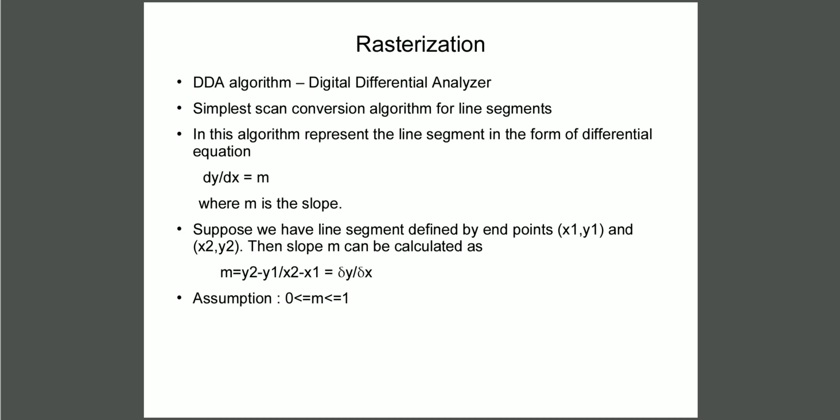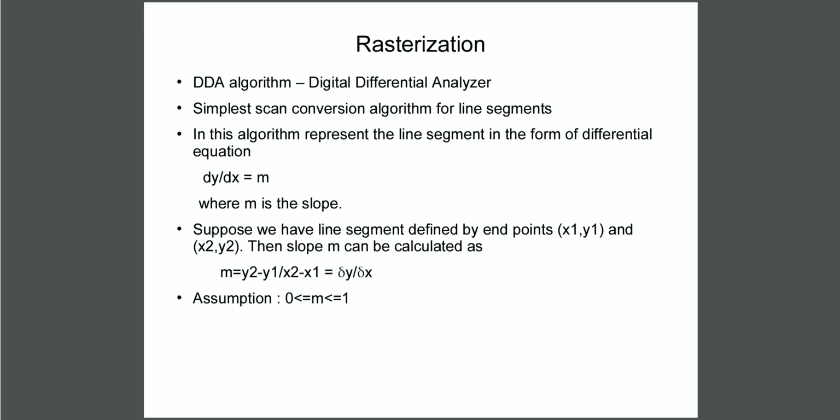In this algorithm we will represent a line segment in the form of a differential equation, that is dy by dx equal to m, where m is the slope. Suppose we have a line segment defined by the vertices x1 y1 and x2 y2, then the slope m can be calculated as m equal to y2 minus y1 divided by x2 minus x1, where y2 minus y1 can be written as delta y and x2 minus x1 can be written as delta x. So m can be represented as delta y by delta x.